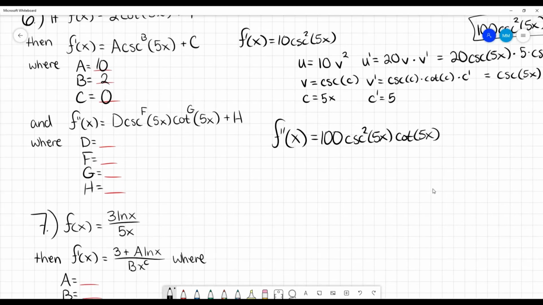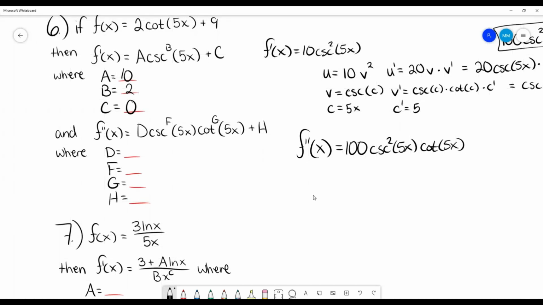Right? And then if we come back here, well, is this in the same terms as everything? Yes, it is. So our d is just 100. And then times cosecant to the power of f. You see we've got cosecant squared of 5x times cotangent to the power of g. Well, that's just cotangent to the power of 1, right? Because if it was 0, it just wouldn't be there. And then plus h. Well, we've got nothing, so it's just 0.